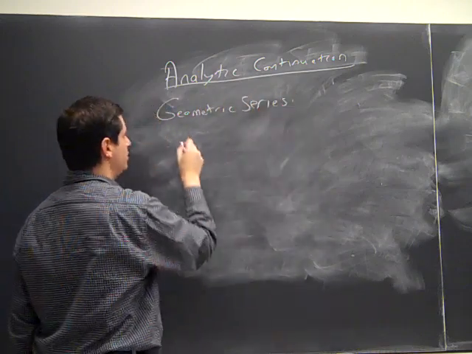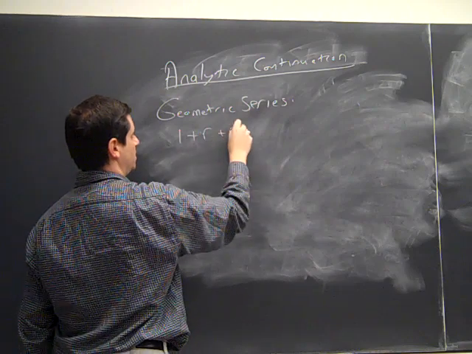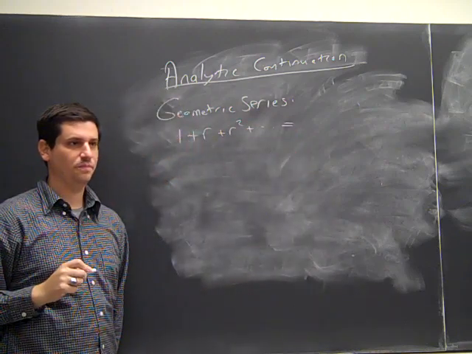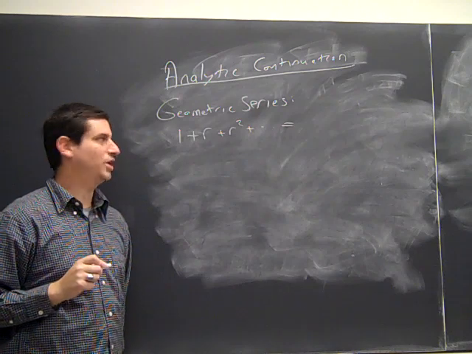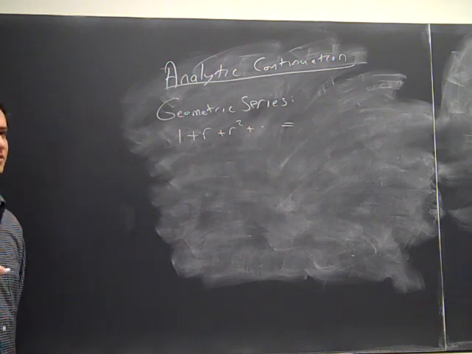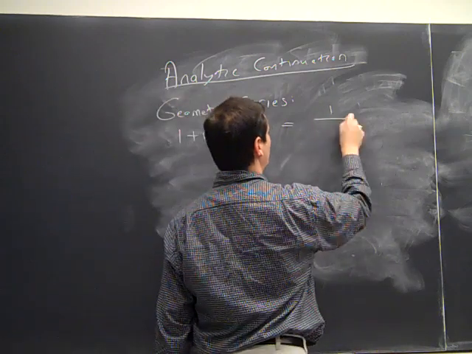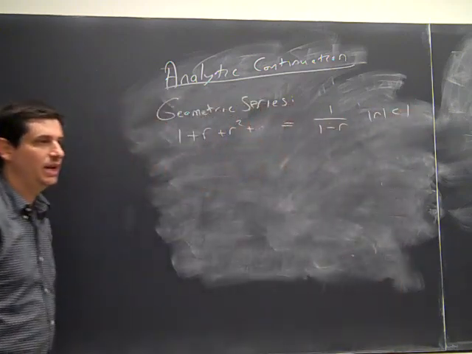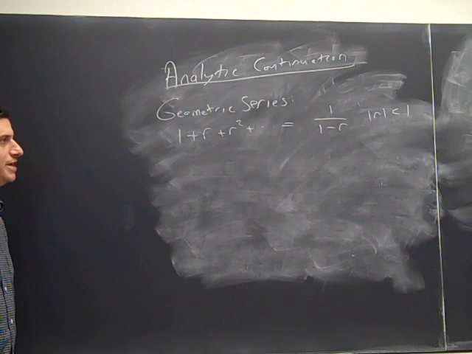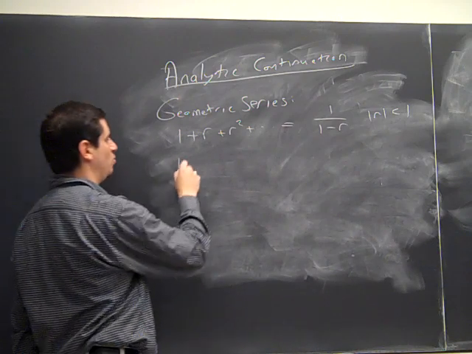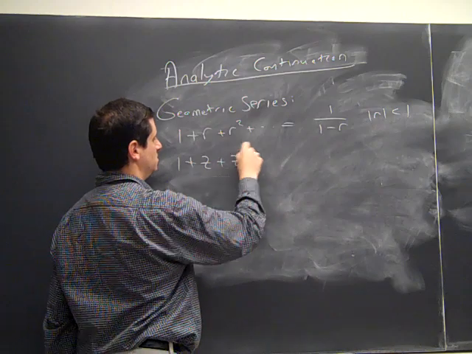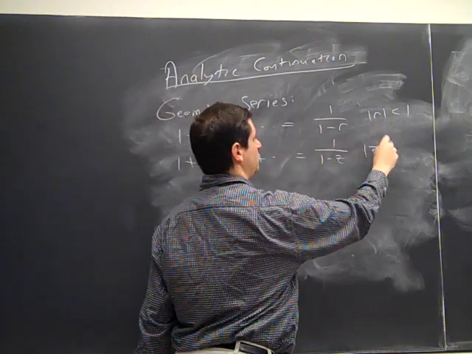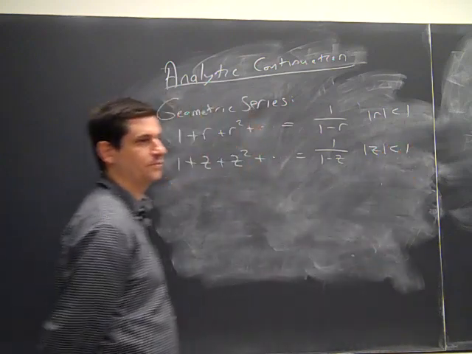And so for the geometric series, 1 plus r plus r squared and so on, going off to infinity and beyond, equals what? Well, 1 over 1 minus r if the absolute value of r is less than 1. And if we want to think of this more complex analytically, we would replace r with z. It'd be 1 over 1 minus z if the absolute value of z is less than 1.